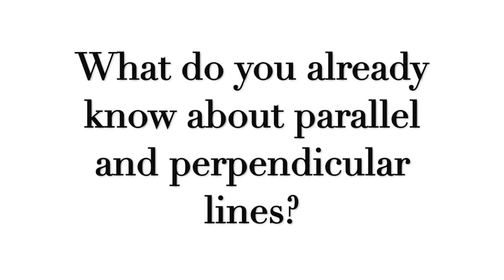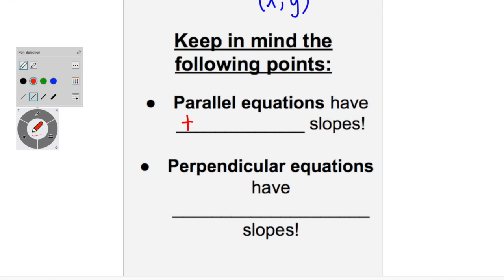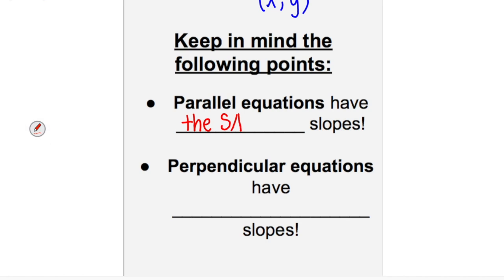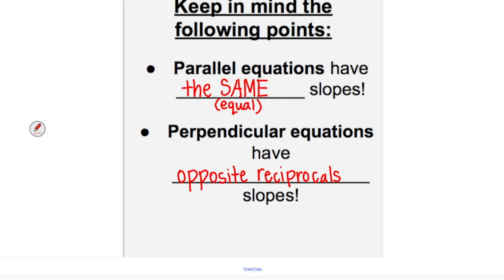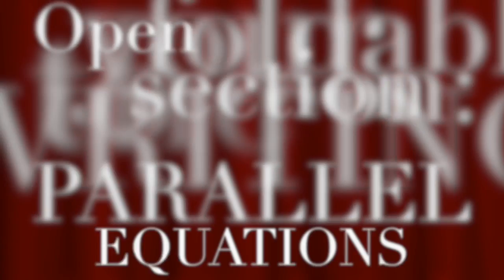Keep in mind what you already know about parallel and perpendicular lines. One of those things that we already know is that parallel equations have the same slope. So if we're finding two lines, the slopes that they have are equal to each other. With perpendicular equations, they have opposite reciprocals for their slopes, which just means that the fraction of their slope is flipped and the sign is also changed. So now you're going to go ahead and open your notes, please.